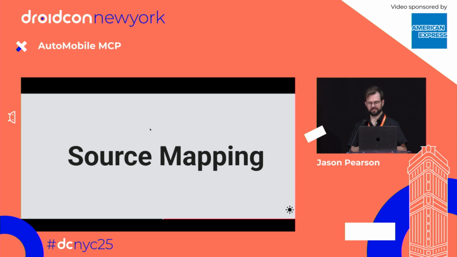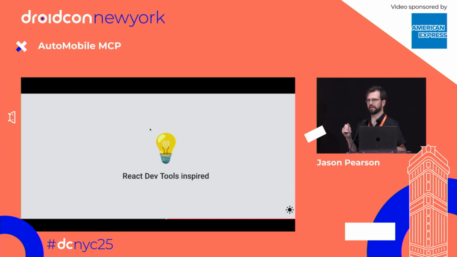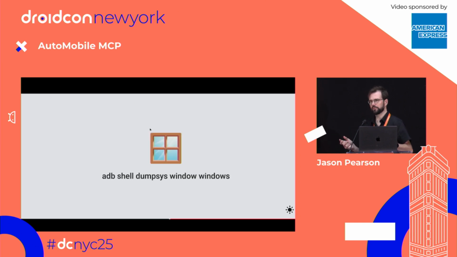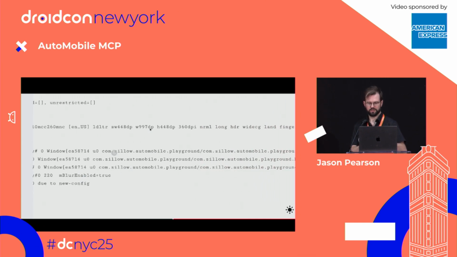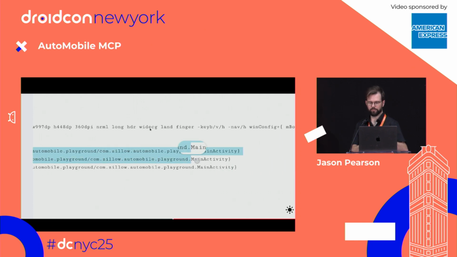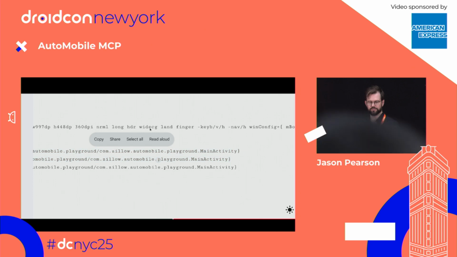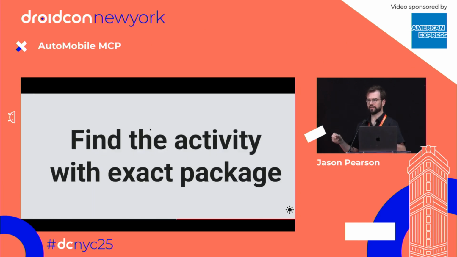Source mapping. This was a fun idea that I got. I'm borrowing it from React DevTools. I found this command, adb shell dumpsys window windows, and it spits out some garbage, but it's tasty garbage. If you look right here, that is the application ID and then the full package to the main activity. If I've got that, I know I can find the exact source code for main activity as long as I have access to the source code, and I have it. So that's easy.